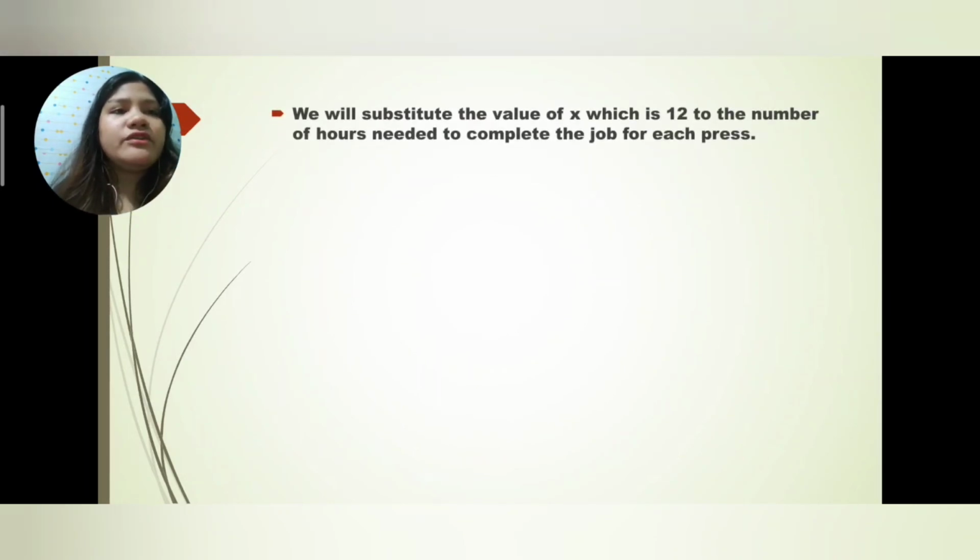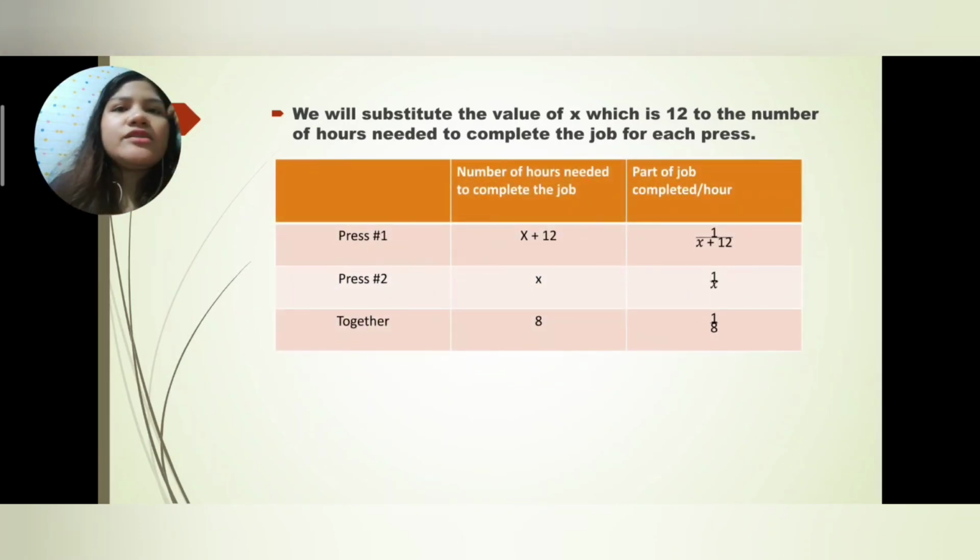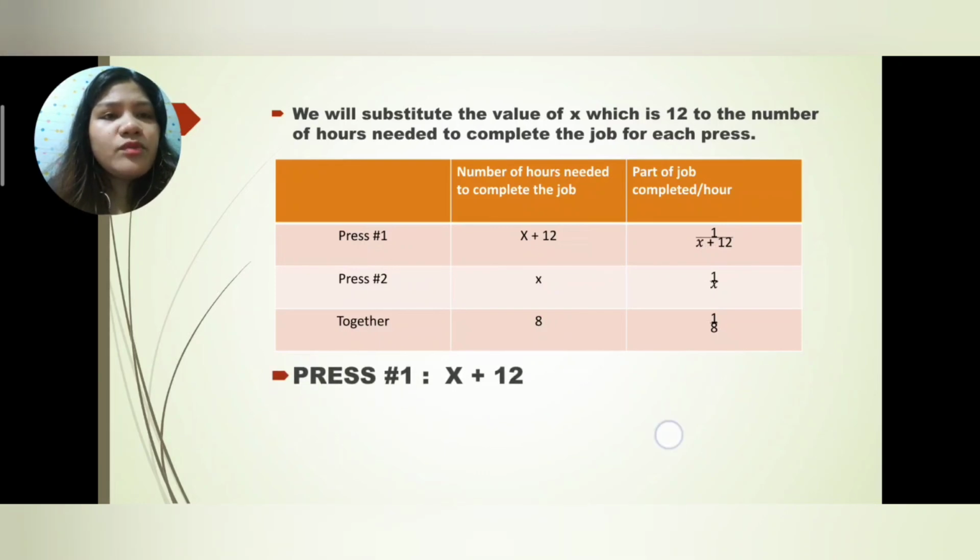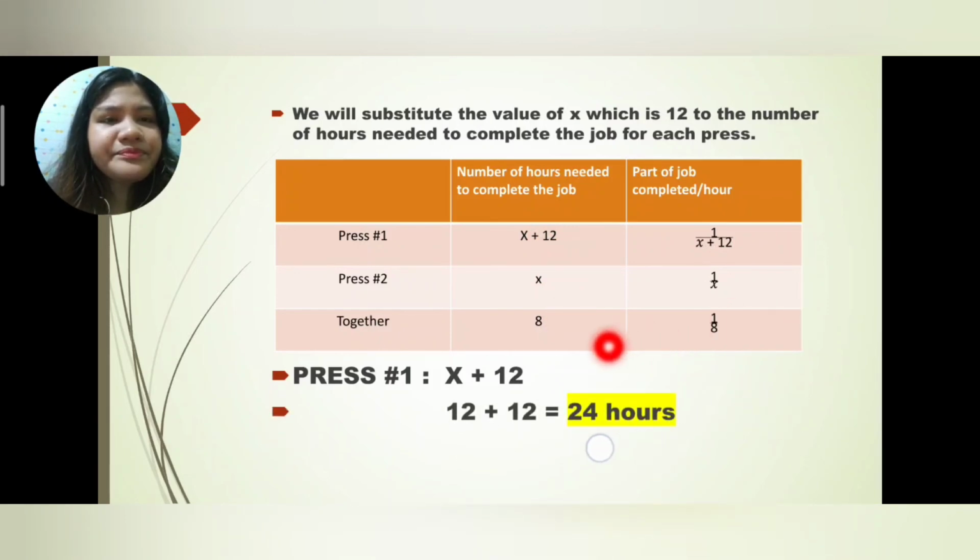So ang gagawin natin sa susunod is we will substitute the value of x, which is 12, to the number of hours needed to complete the job for each press. So, ito, papakita ko sa inyo ulit yung table. So, isa-substitute lang natin yung value sa x plus 12, then dito sa x. So, ito, press number 1 is x plus 12. So, x is 12. So, substitute lang 12 plus 12 is equal to 24 hours. So, therefore, 24 hours bago matapos ni press number 1 yung kanyang trabaho.